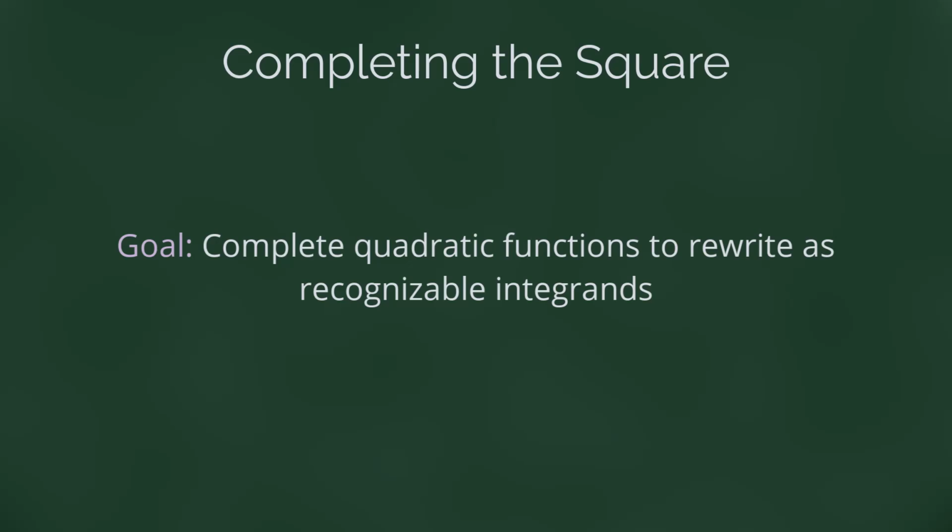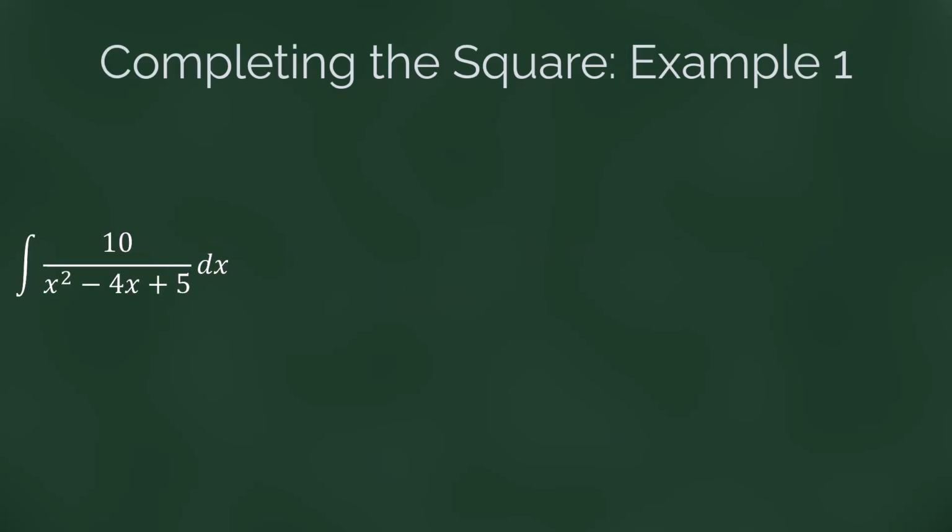Our last technique involves rewriting quadratic functions in ways that we can turn them into recognizable integrands by completing the square. So for our example, we're going to find the antiderivative of 10 over x squared minus 4x plus 5. This is not a known antiderivative, and a substitution won't work, but we notice that we can rewrite the denominator as x squared minus 4x plus 4 plus 1.